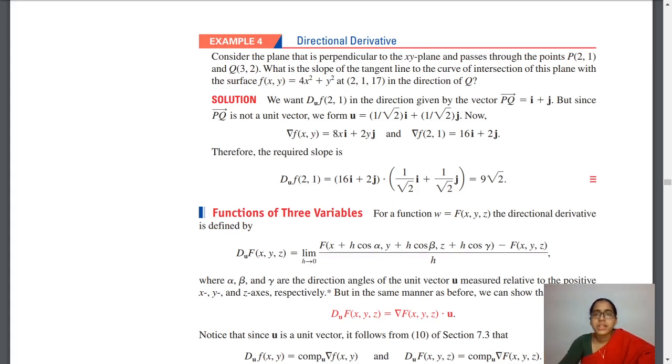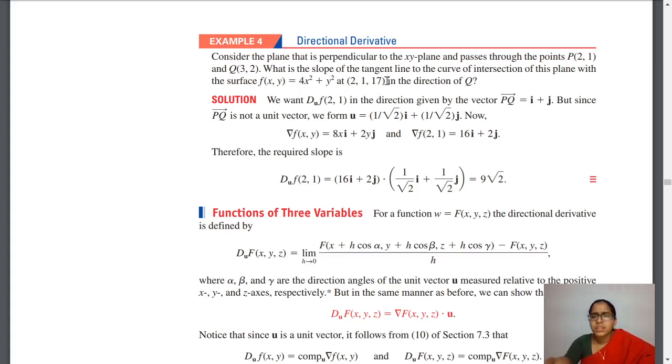How can we find a unit vector given any vector? We just have to divide it by the magnitude, right? So what will be the magnitude of this? This is root of 1 square plus 1 square, that is root 2. So we will find a unit vector u which is equal to 1 by root 2 i plus 1 by root 2 j.